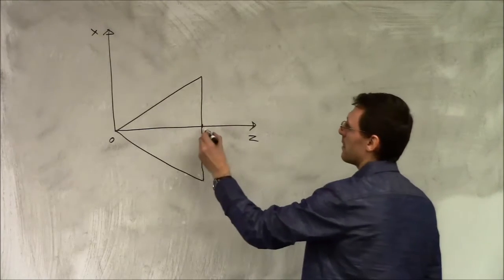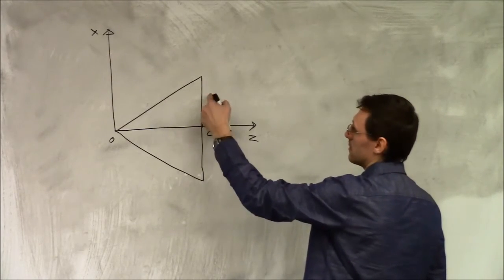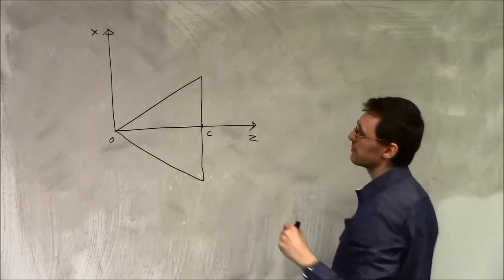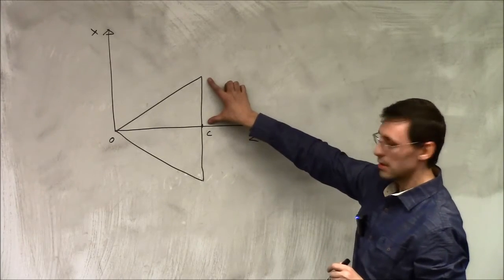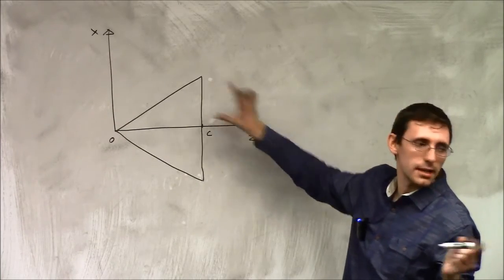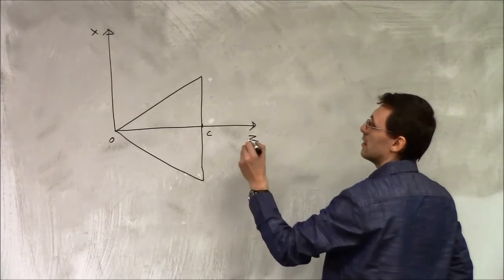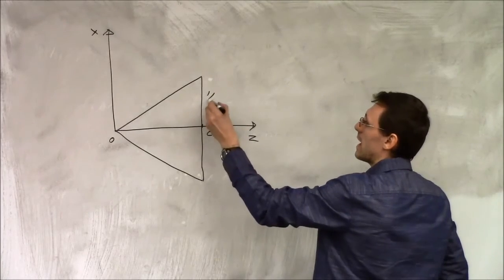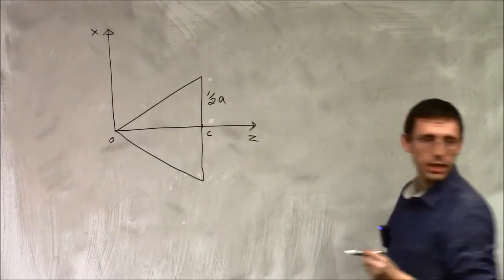What can you tell me about this length here? What's this? Either half of a or half of b. Let's say x is a, so that would be one half a. Okay, very good.